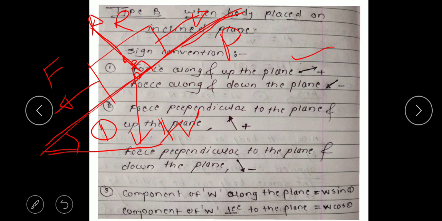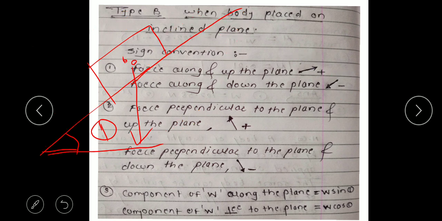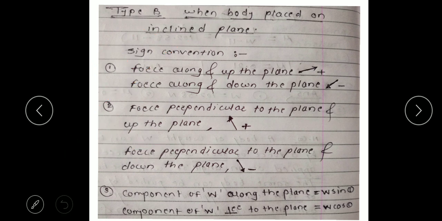At the time of the numerical I will clear all the concepts. Now come to the step, sign convention. So we got a clear idea about when we can give positive and when we can give negative. Okay, these are the sign conventions. Now, the component of W along the plane.